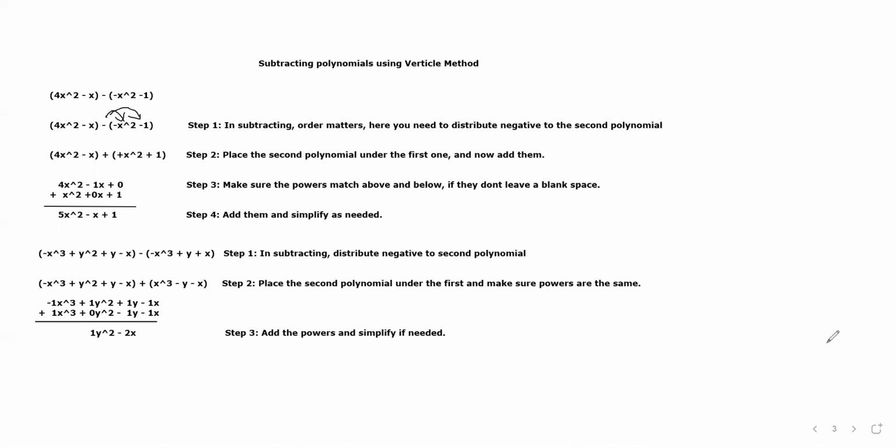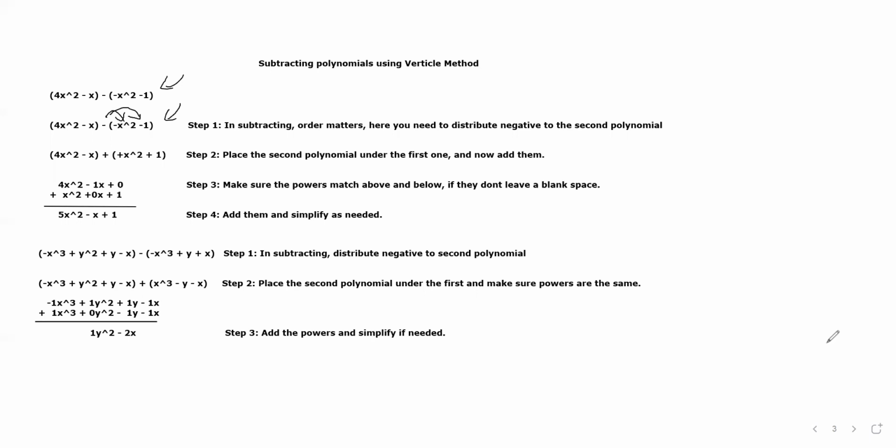Order matters because if you put one of them first and the other one second, the negative goes to the wrong place. This is going to matter more for word problems, but for now, just know that if you're given something like this, 4x squared minus x minus parentheses negative x squared minus 1, the first thing you should always do is distribute the negative. That's what I did here. Nothing happened to the polynomial on the left, but I am distributing the negative to the polynomial on the right.